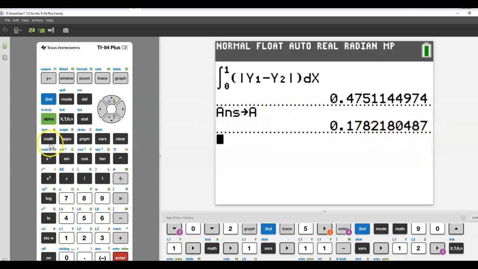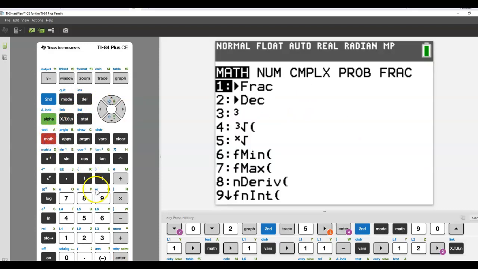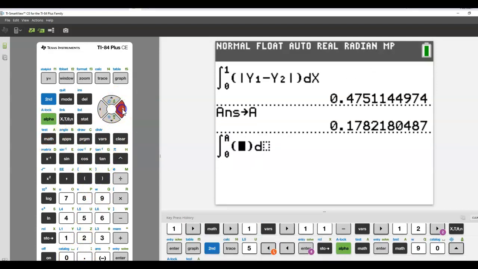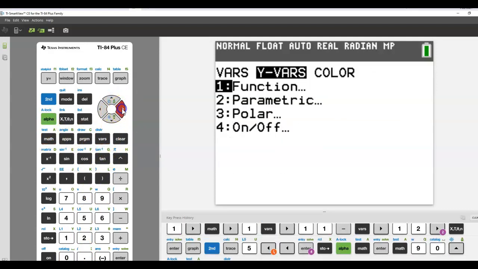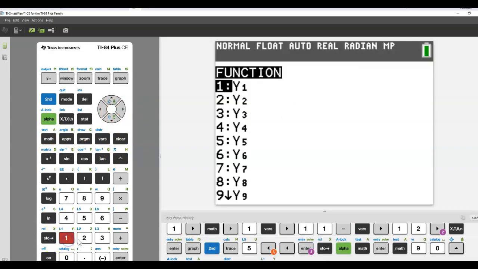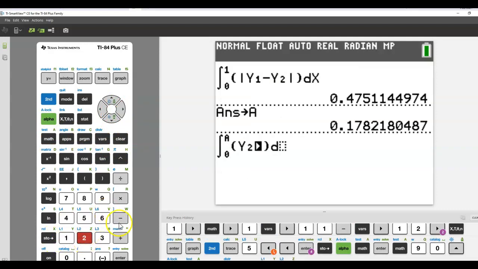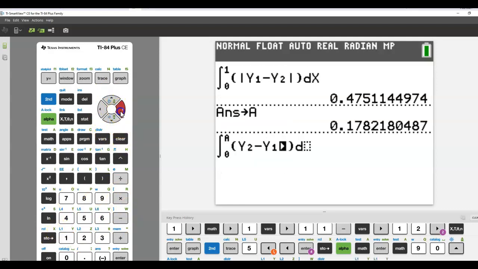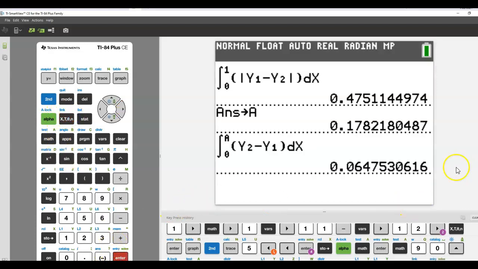So now I'm going to do the integral. We're going to do math, 9. The area for R goes from 0 up to A. And we want to make sure we have the order right this time because I'm not going to use the absolute value bars. So it's going to be y2, which is the g, minus y1, which was the f function. And so the R area would have this one.